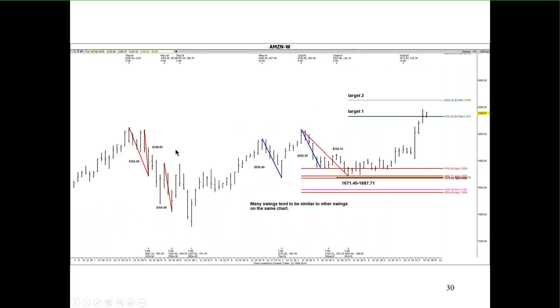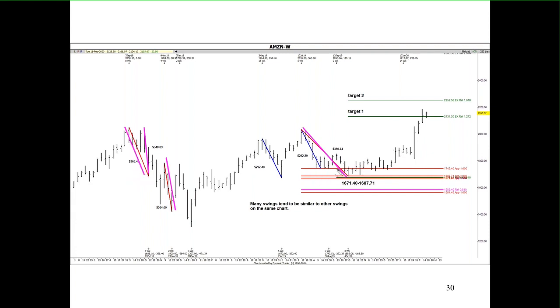We've got another example, where we have multiple projections in the case of Amazon, where we compared swings in the same direction. This swing was 350.74. This swing was similar at 364. This swing was similar at 348. This one was a little bit larger.